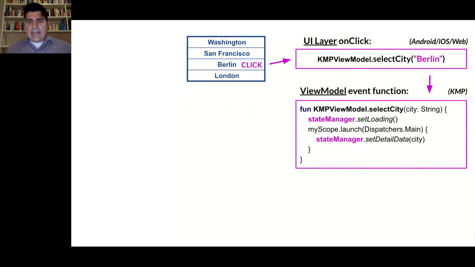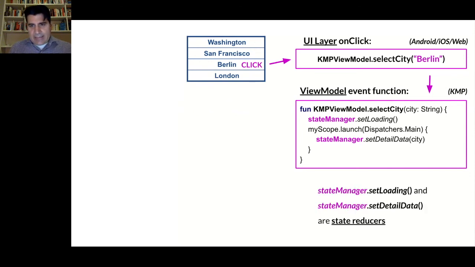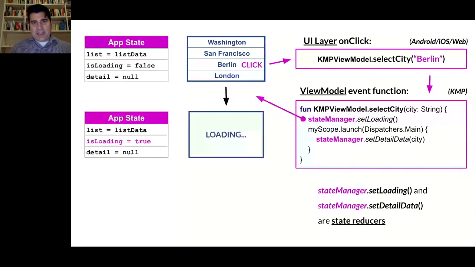And then let's see how this function is made. In this function, you can see set loading and set details data, which are actually state reducers. State reducers are functions which are able to create state modifications. And in a reactive architecture like DKMP, and declarative UIs in general, any change to the state triggers an update of the components, right?